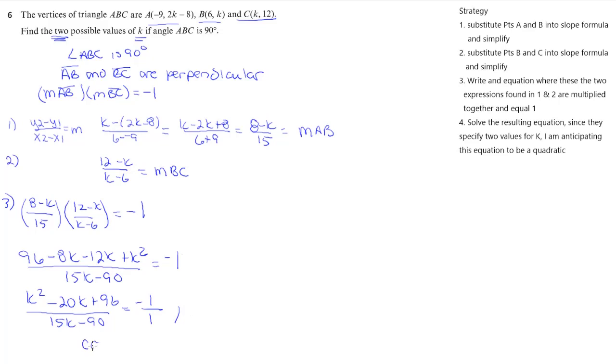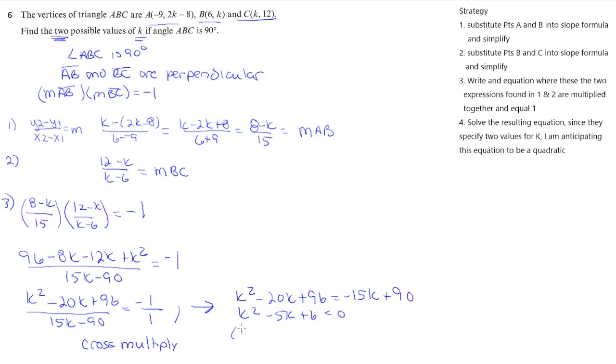And so basically what that's going to look like is 1 times k squared minus 20k plus 96, which is obviously going to be the same thing, k squared minus 20k plus 96, and then it's going to equal -1 times 15k minus 90, which is going to be -15k plus 90. And see, now all I've got to do is get everything on one side, make it equal to 0, which is going to give me k squared minus 5k plus 6 equals 0.